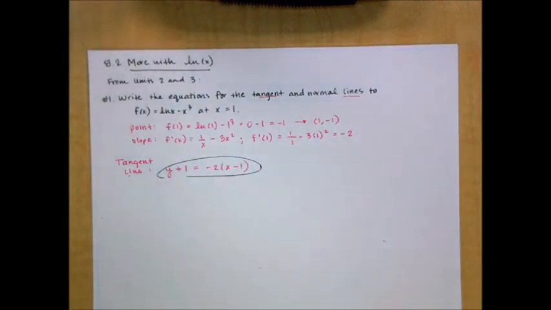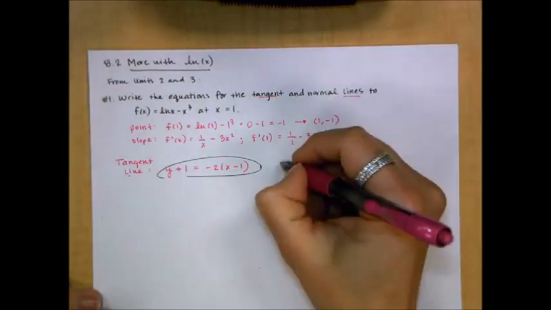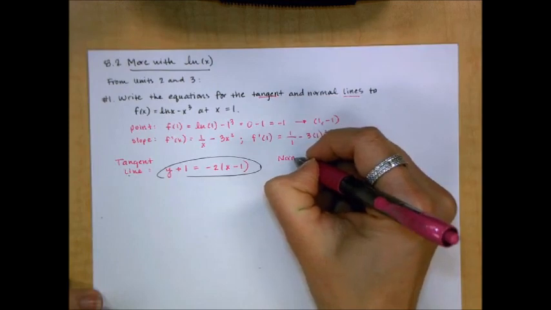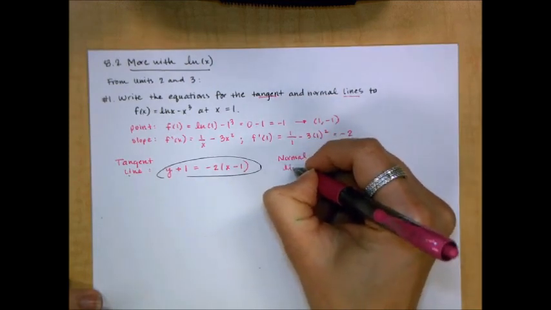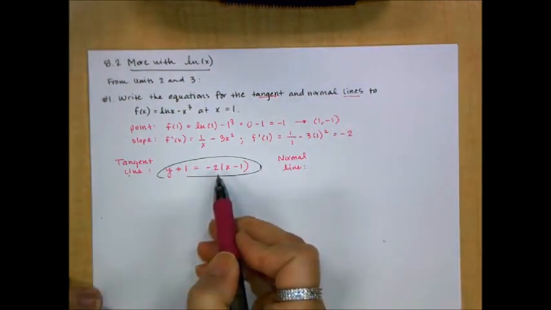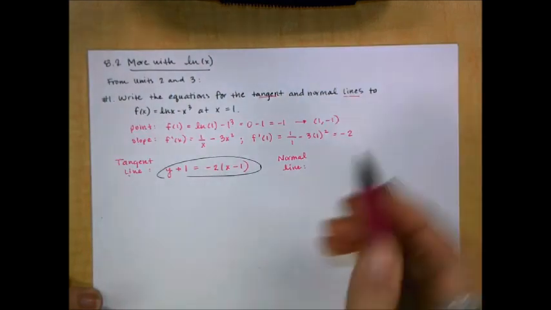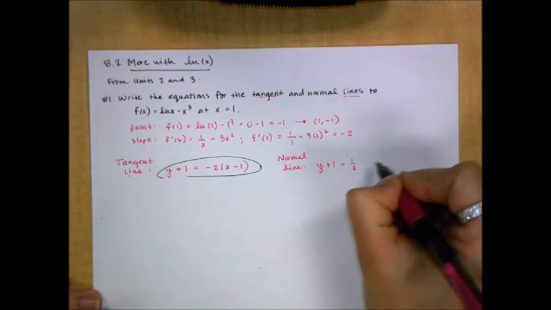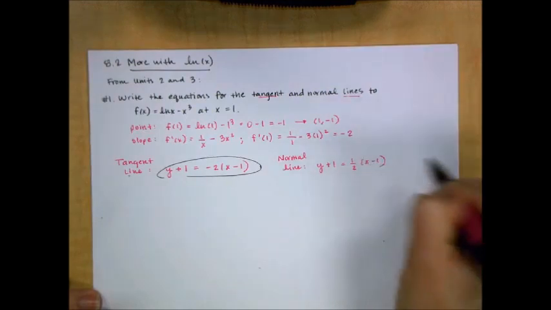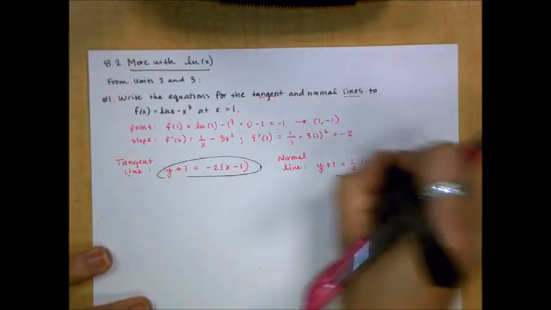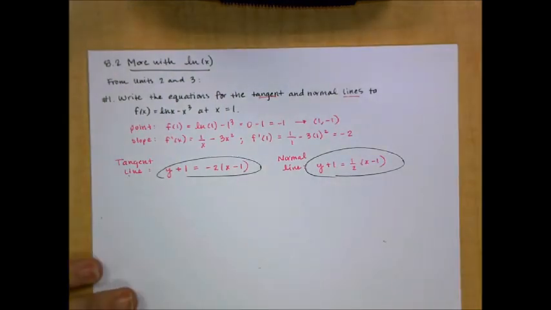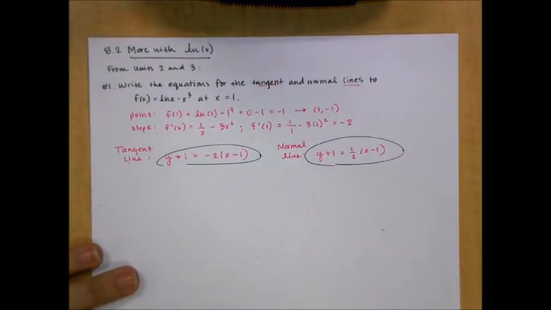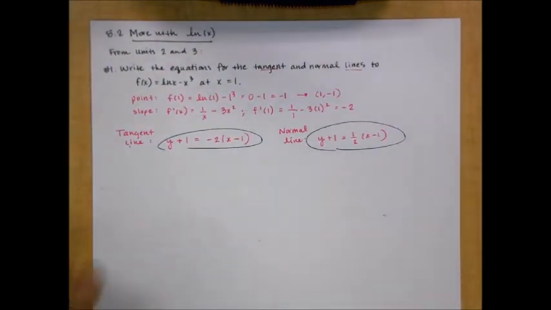For the normal line, the only thing that happens, since the lines are perpendicular to one another, is our slope changes to a positive 1/2. And we have our two equations. So I hope you remember those problems from objective 2. So we're going to look at something from objective 3.